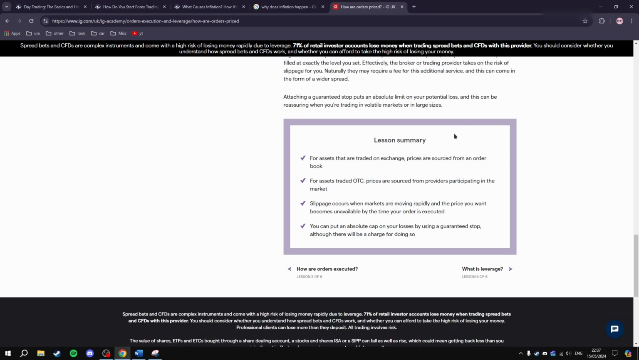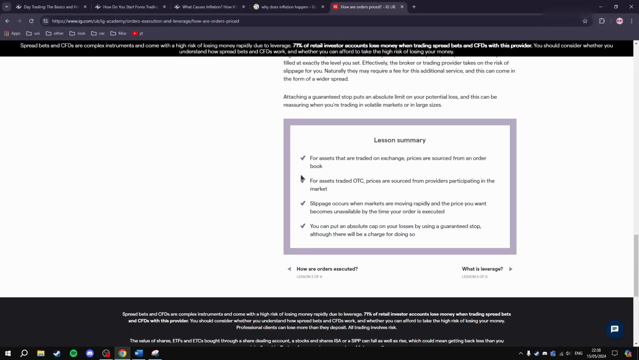Yep. Lesson summary. For assets that are traded on exchange, prices are sourced from an order book. For assets traded over the counter, prices are sourced from providers participating in the markets. Slippage occurs when the markets are moving rapidly and the price you want becomes unavailable by the time your order is executed. You can put an absolute cap on your losses by using a guaranteed stop, although there will be a charge for doing so.